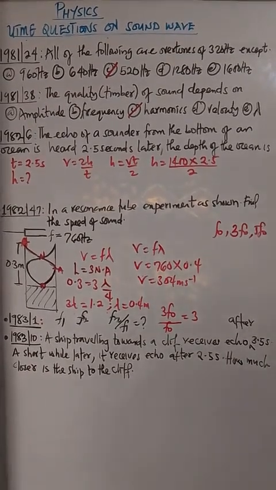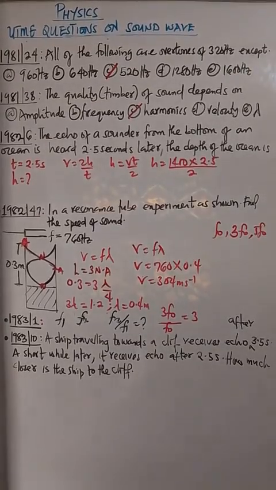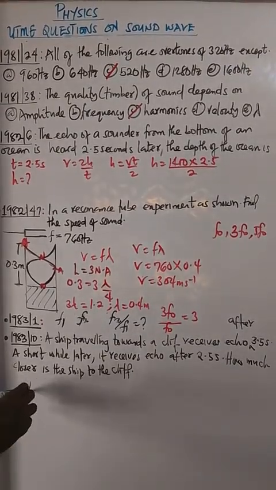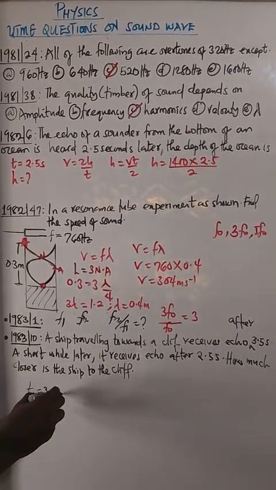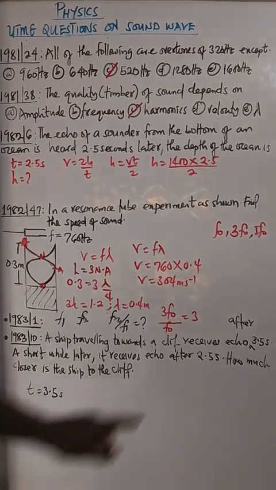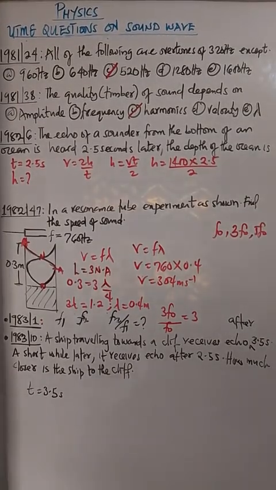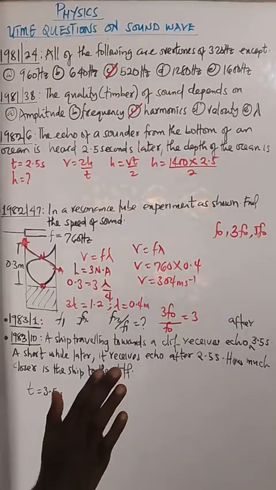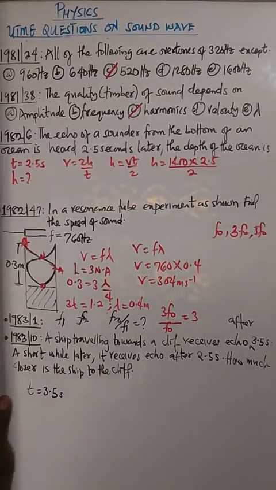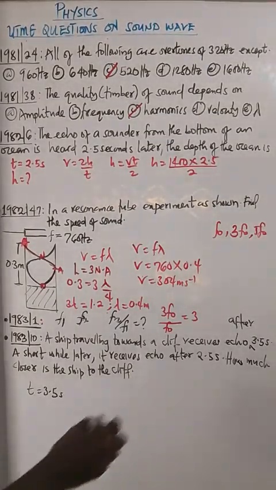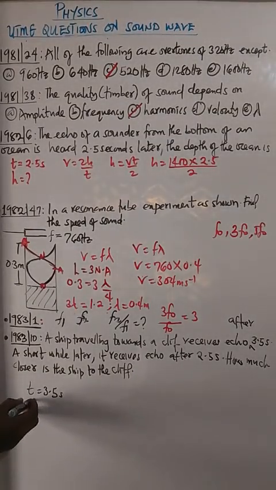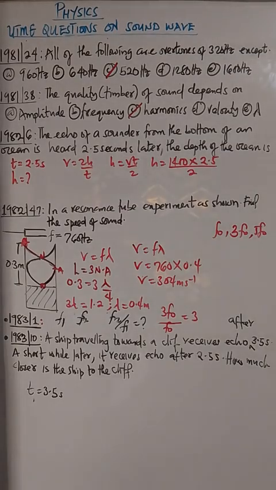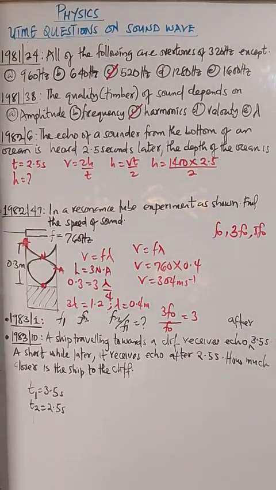The next one is also under echo. A ship traveling towards a cliff receives an echo after 3.5 seconds, so the echo time is 3.5 seconds. After a short while, the ship is approaching the cliff. As the ship is moving closer to the cliff, the distance decreases, so the echo time will also decrease. Then it receives another echo time of 2.5. So let's say the first echo time, T1, is 3.5, and the second is 2.5. What's the question? How much closer is the ship to the cliff?